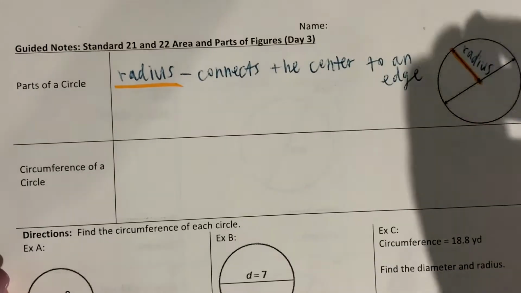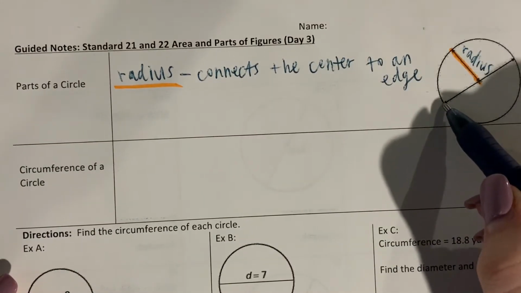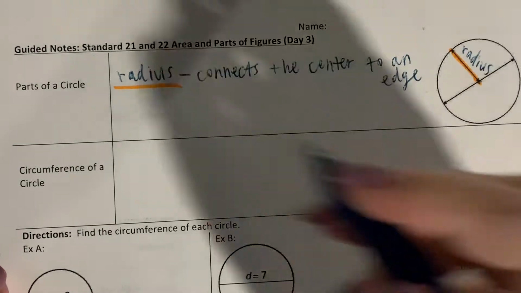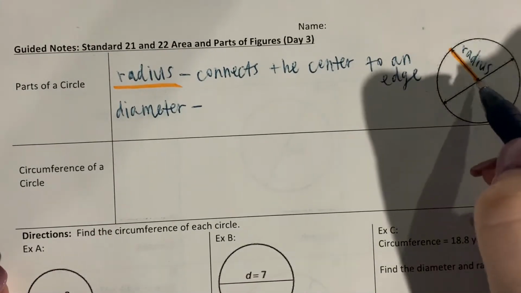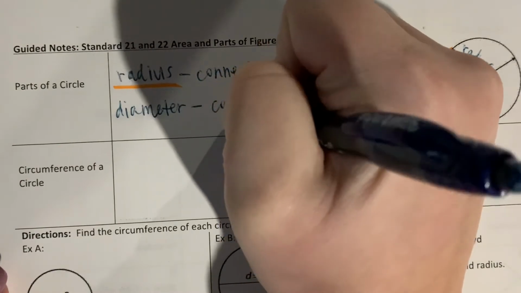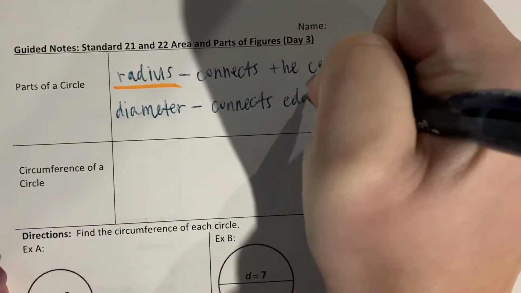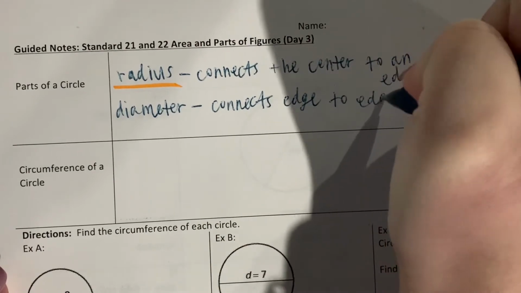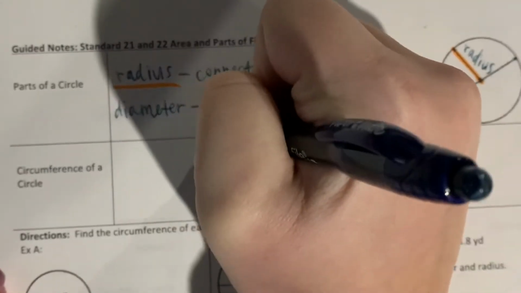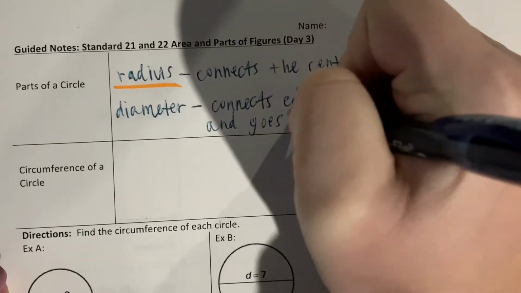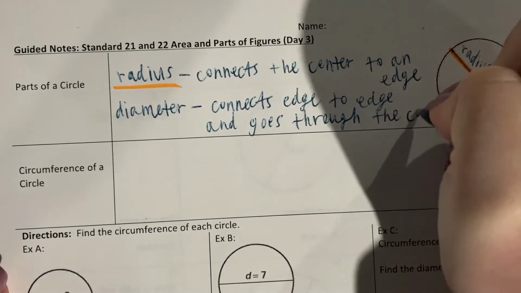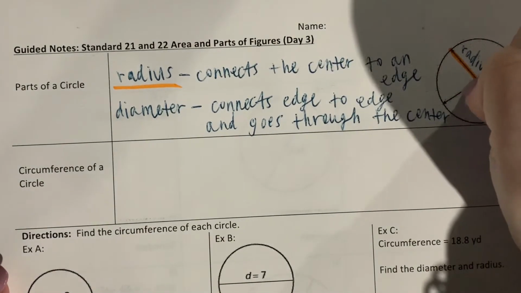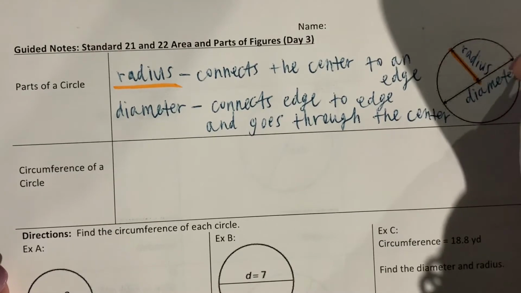The other part of the circle we'll look at is the line that we have cutting all the way through the circle or all the way across the circle. And this is called the diameter. And it connects edge to edge and it goes right through the center. So diameter connects edge to edge and goes through the center. So we can label this as our diameter.